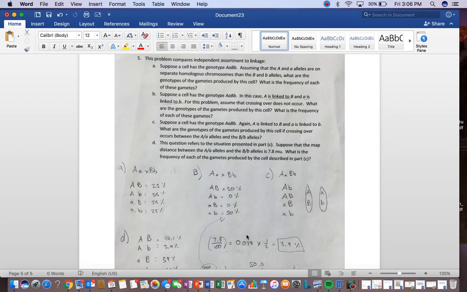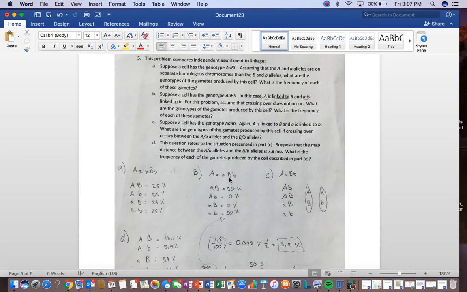So this is pretty much just what we've learned in past chapters. We're just going to run a basic Punnett square to find, as we show here in part A. We just get those 4 different outcomes for gametes, and we know that each one is equally probable, so each one is 25%.